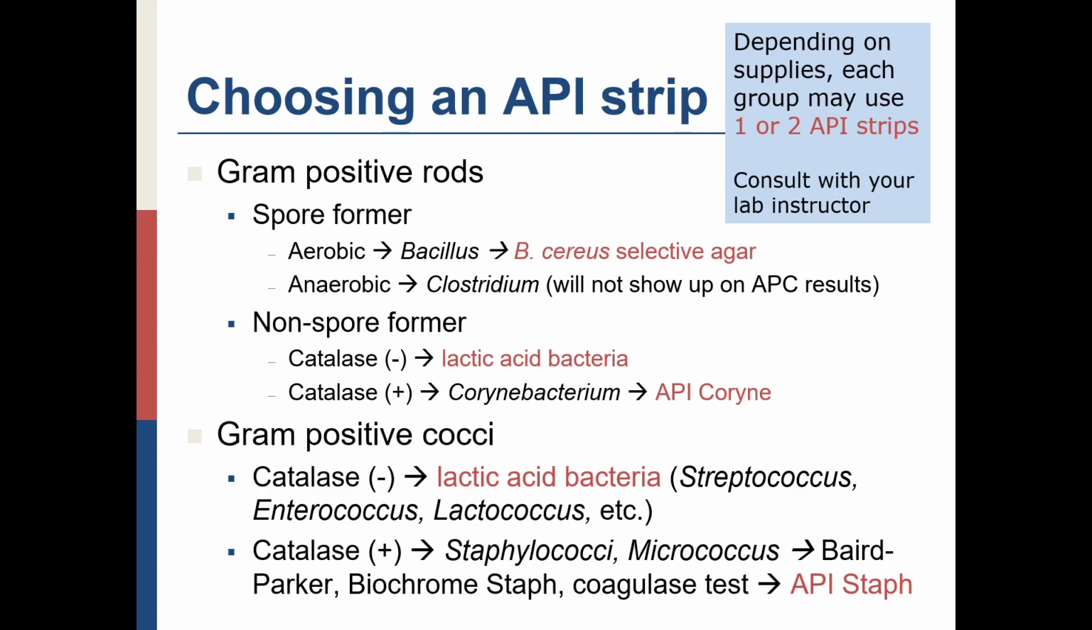And gram-positive cocci is catalase negative. So if you have a gram-positive cocci and it is catalase negative, then it's probably going to be a lactic acid bacteria. Whereas if it's catalase positive, then it's probably going to be a staphylococci or micrococcus. So from there, you'd be doing the Baird-Parker, Biochrome staph, and a coagulase test, and then the API staph.